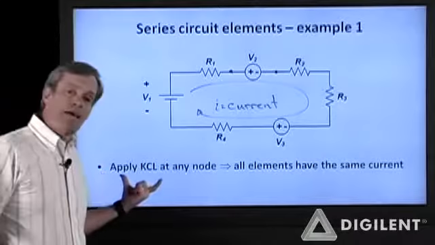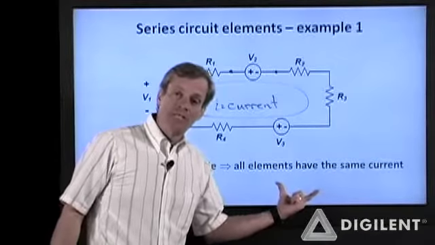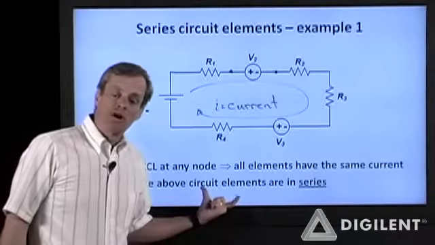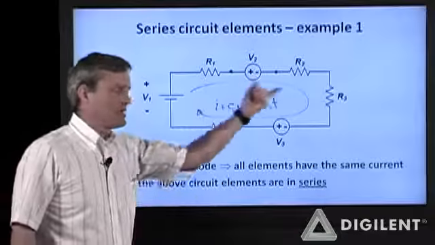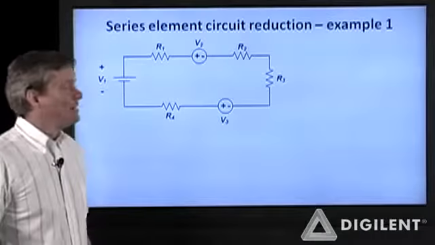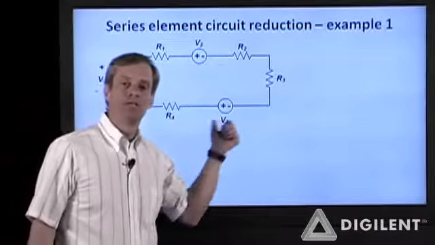So in words, if I apply KCL at any node, I can find that every one of these elements has the same current all the time. These elements are all in series. This is a series combination of circuit elements. Now let's take a look at applying circuit reduction analysis techniques to a simple series circuit.